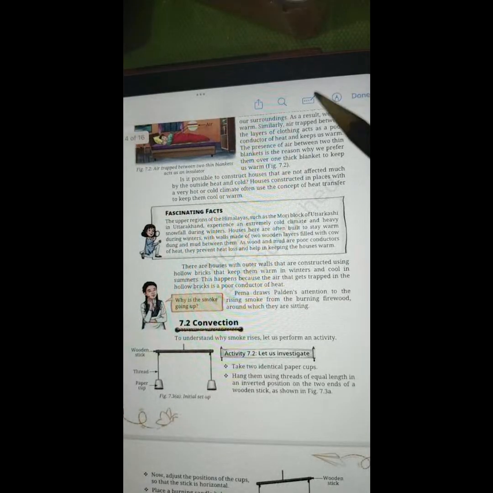There are houses with outer walls that are constructed using hollow bricks that keep them warm in winters and cool in summers. This happens because the air that gets trapped in the hollow brick is a poor conductor of heat. Why is the smoke going up? Pema draws Paladin's attention to the rising smoke from the burning firewood around which they are sitting. 7.2 Convection. To understand why smoke rises, let us perform an activity.